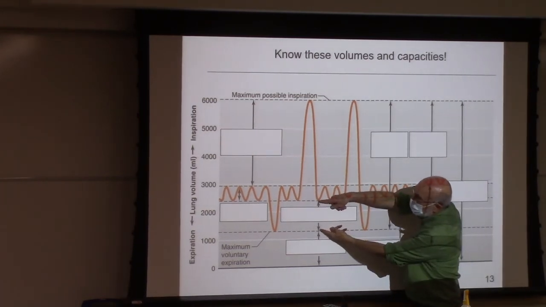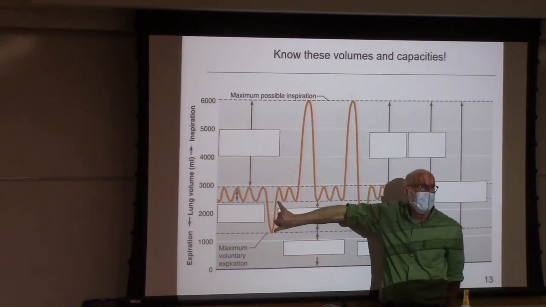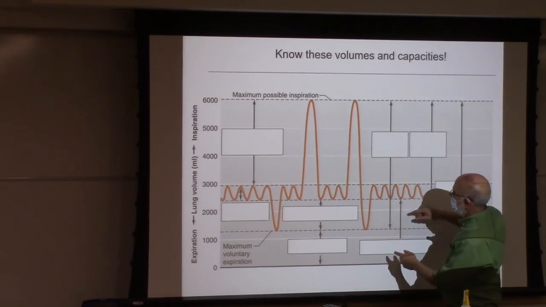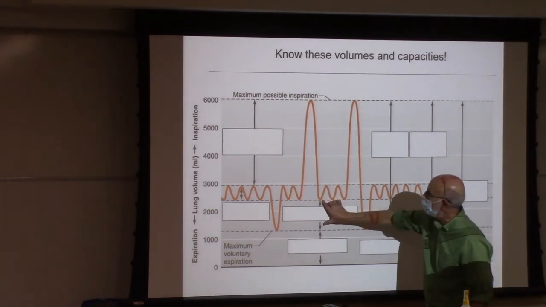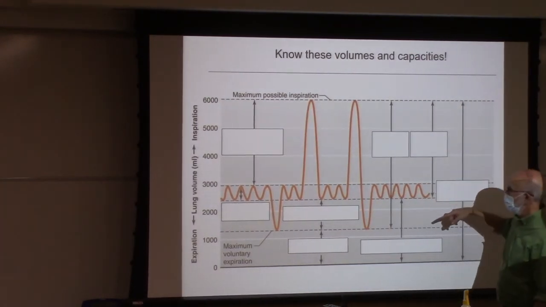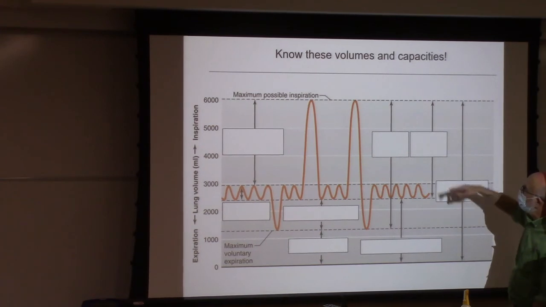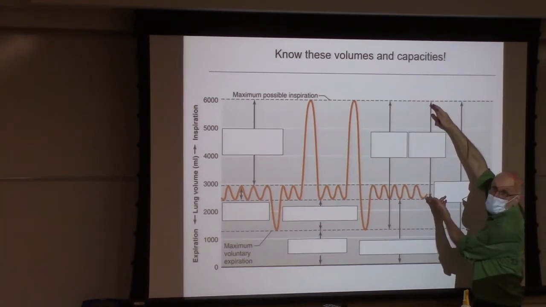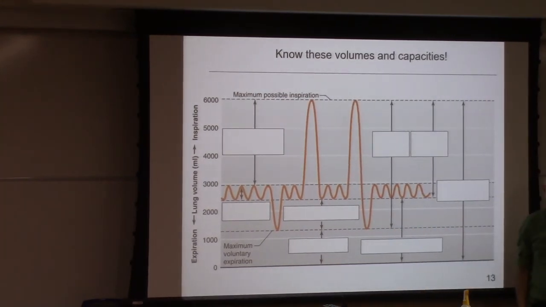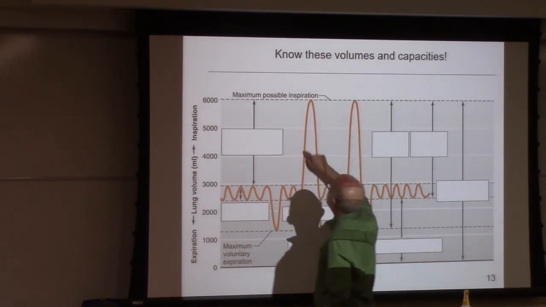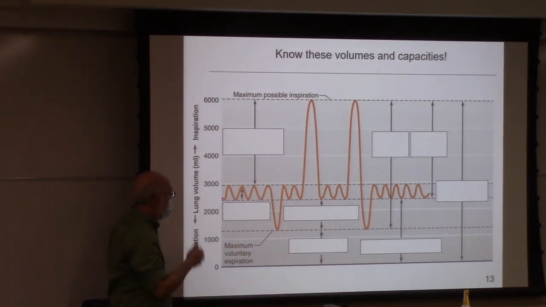Is this a volume or a capacity? Volume. It's just this. So this is a volume, and if this is a volume, I'm looking for the one that goes from here. So this is a capacity. Let's just use this one, because this one is this volume plus this volume. This is inspiration, and this is expiration. Now let's attach some names to them.